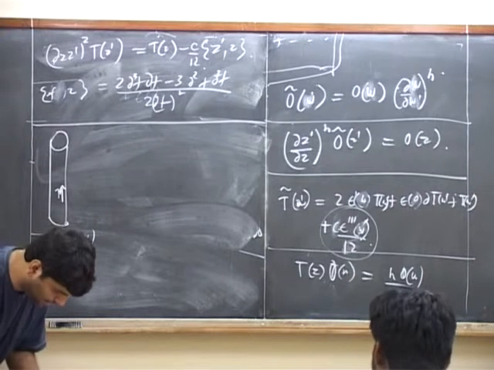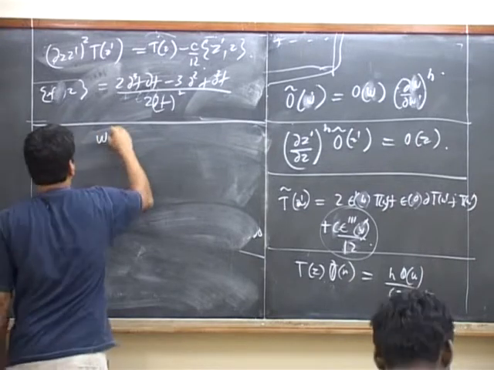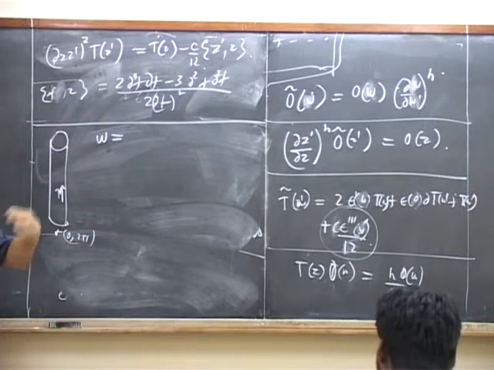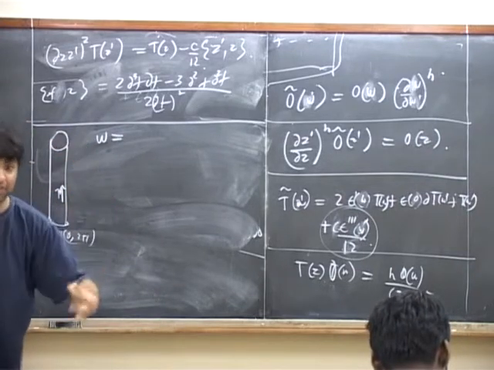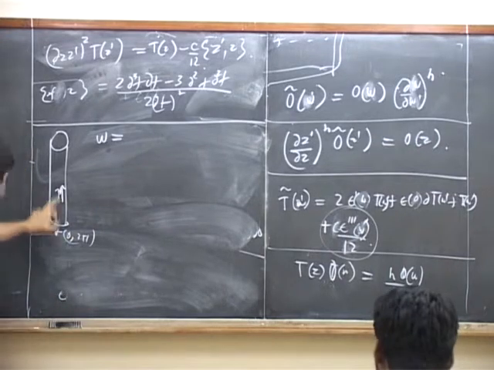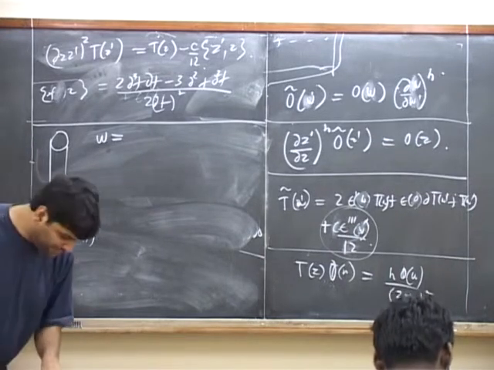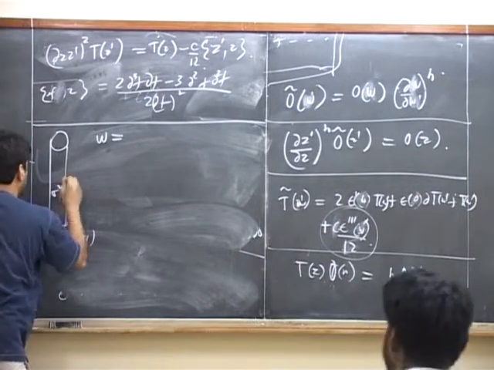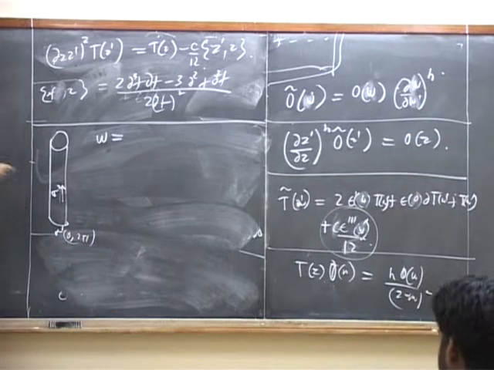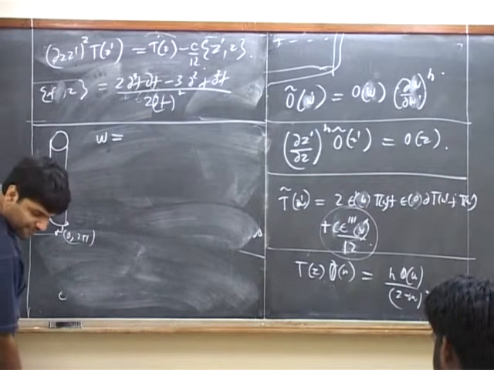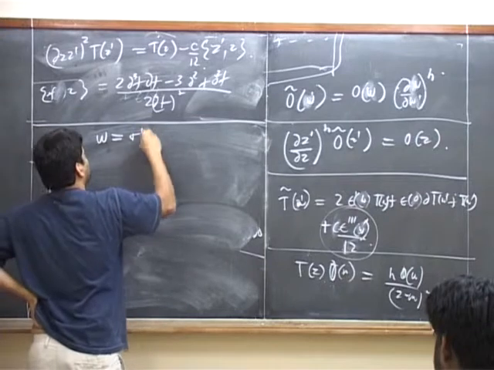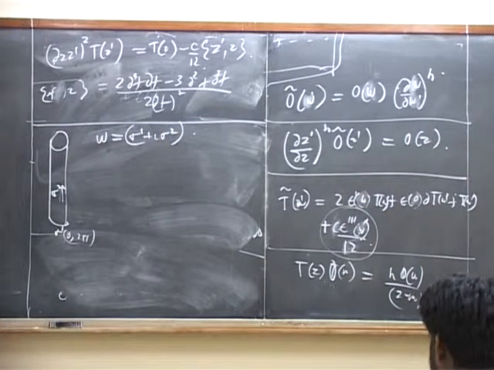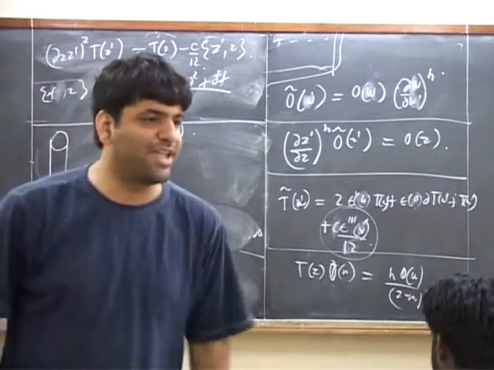Okay, now let's define a variable w. We're working in Euclidean space now, unlike the discussion that we had in string theory, which was in Minkowski space. The metric of sigma and tau is Euclidean in nature. Let's define a variable W, sigma 1 plus i sigma 2. This is a complex variable that parametrizes where you are on the cylinder.